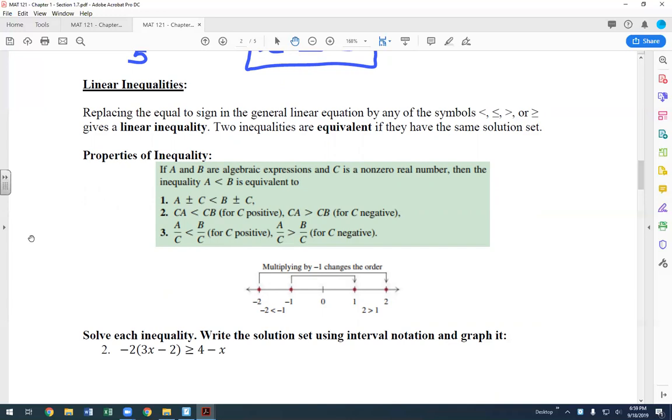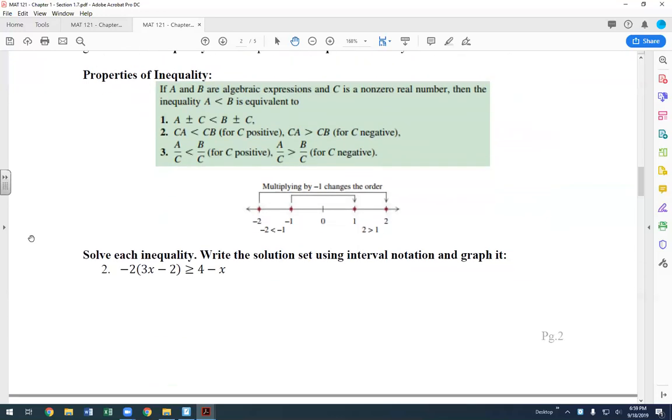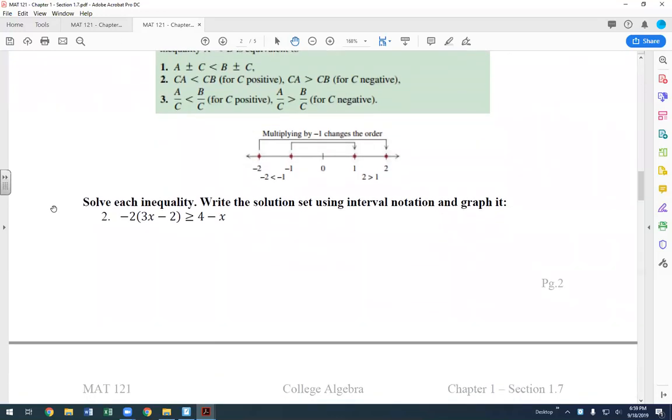Addition, subtraction, nothing happens, everything stays the same. Multiply by a positive number, nothing happens. Divide by a positive number, nothing happens. It's only when you multiply or divide by a negative number that the inequality symbol has to change directions. So let's see what happens here with example 2.